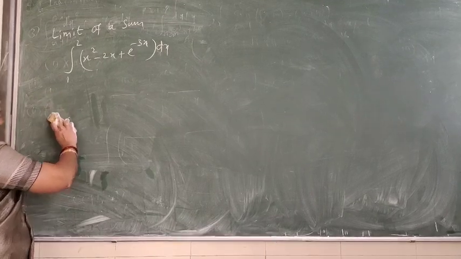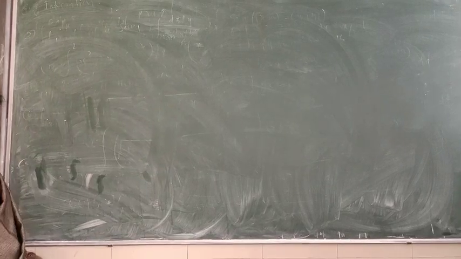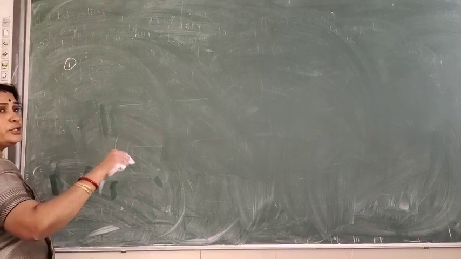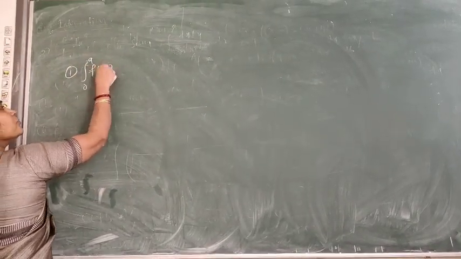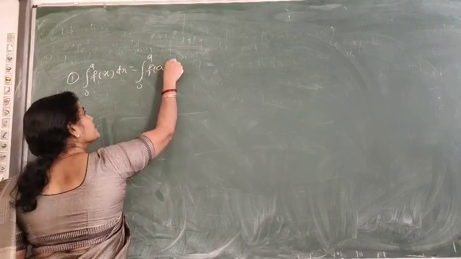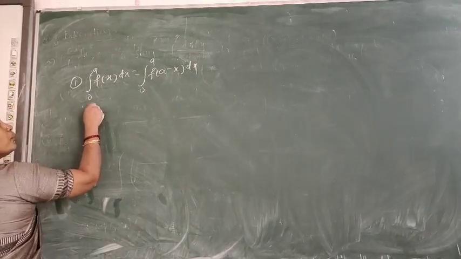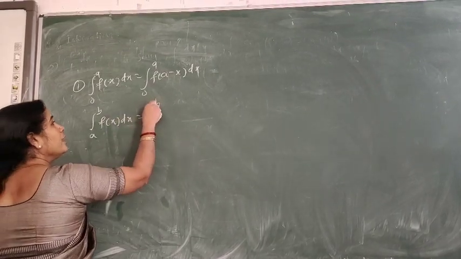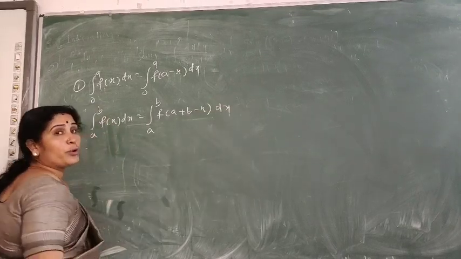There is specially here properties of definite integral. Here, properties of integral, there are 7 properties in total. So what properties can you use in questions? Number one, integral 0 to a f of x dx is equal to integral 0 to a f of a minus x dx. This is one of the most important properties. Number two, integral a to b f of x dx is equal to integral a to b f of a plus b minus x dx. This is also another most important property.